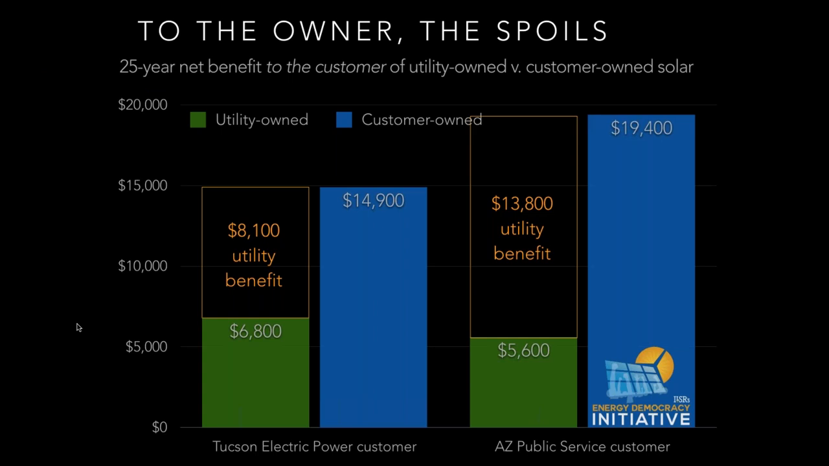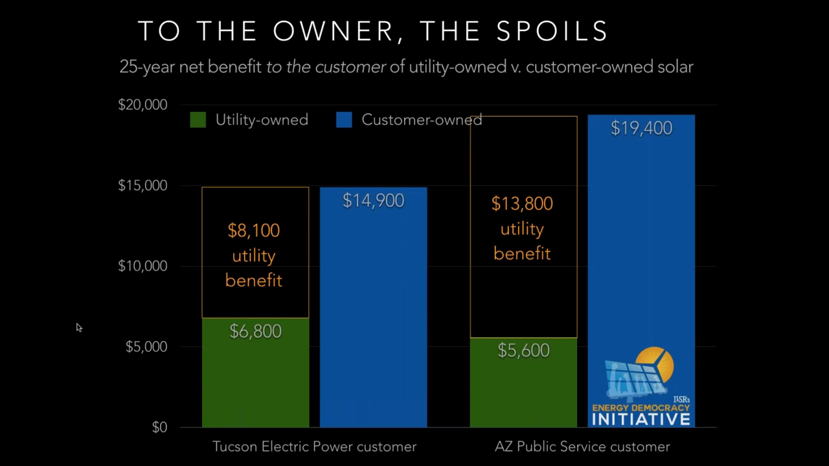That a net metered solar array for a Tucson Electric Power customer might provide $15,000 of net benefit over 25 years, compared to about $7,000 for letting the utility own that same solar array. So for the customers that have access to capital and to financing, they're not going to want to take advantage of that utility-owned system.